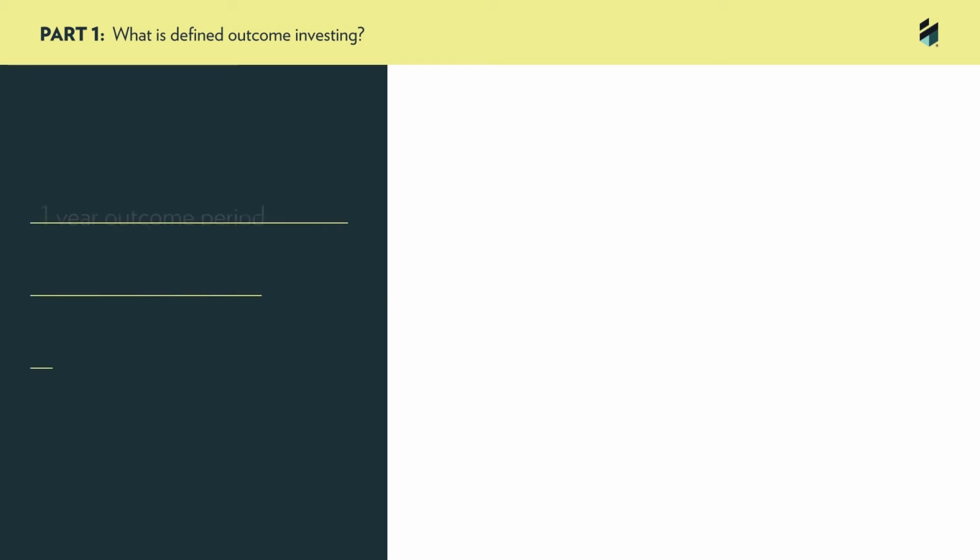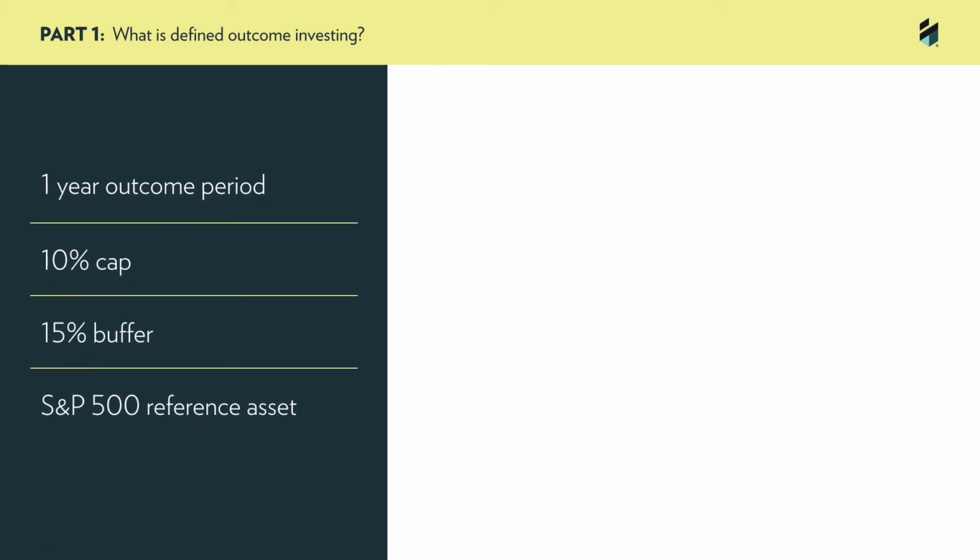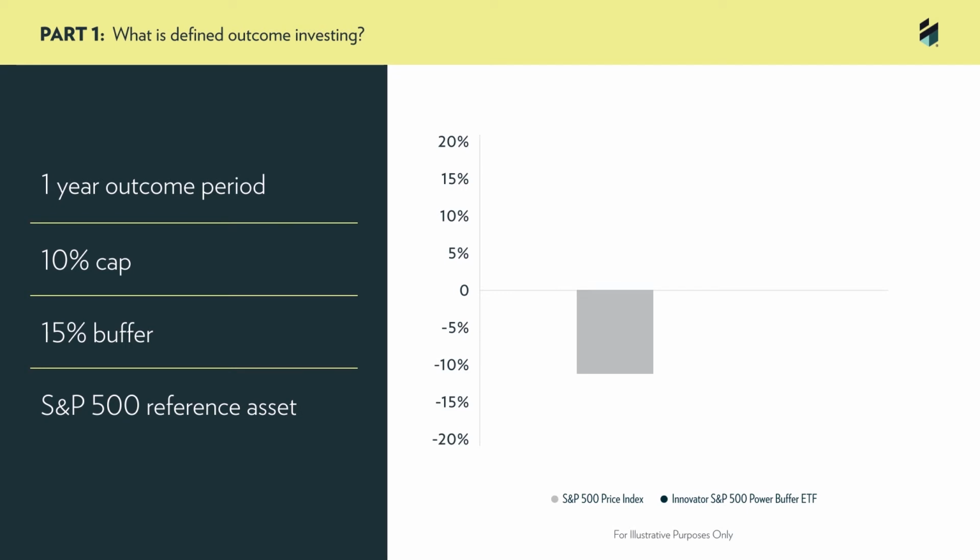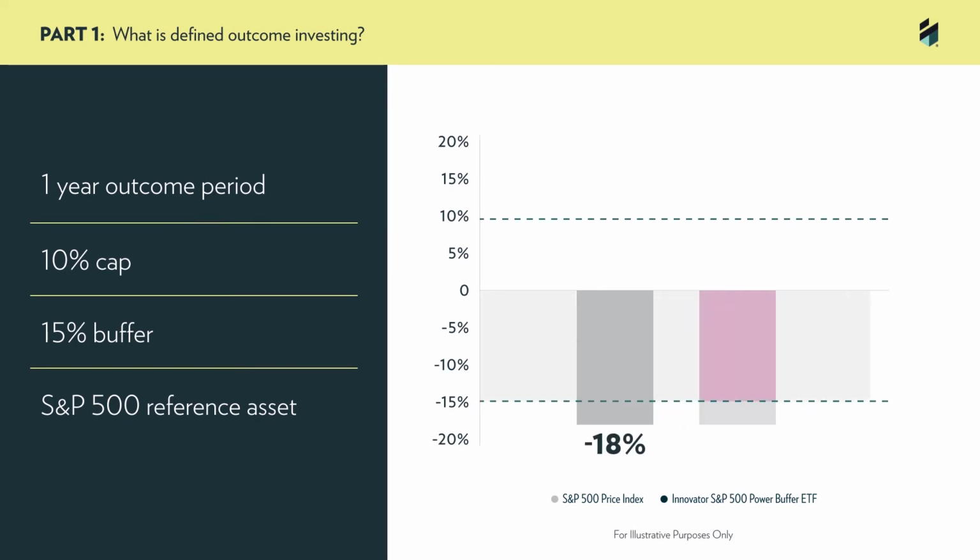To illustrate, let's briefly look at 4 different scenarios. Suppose a defined outcome investment has an outcome period of 1 year, a cap of 10%, a buffer of 15%, with the S&P 500 as its reference asset. In scenario 1, suppose the S&P 500 is down 18% at the end of the outcome period. In this instance, the 15% buffer would eliminate the defined outcome investment's participation in the first 15% of the S&P 500's decline, leaving it with a loss of 3%.